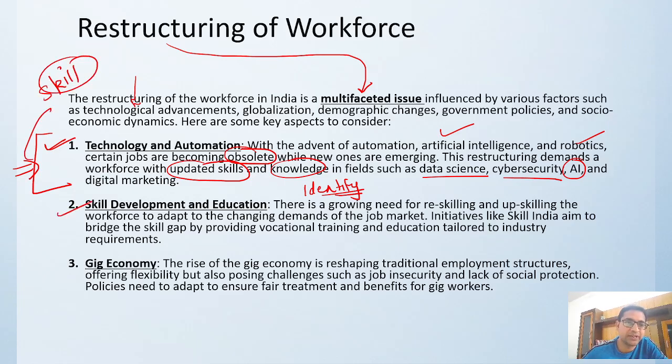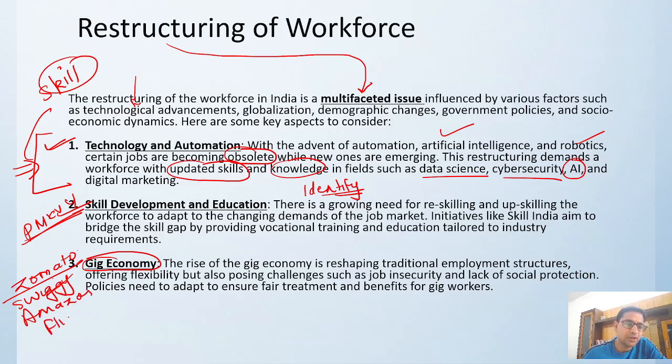Skill development, obviously. Pradhan Mantri Kaushal Vikas Yojana is a flagship scheme. Gig economy workers, like people who work for Zomato, those who do delivery, Swiggy. Then we have others like Amazon, Flipkart. Sorry, bear with my language.